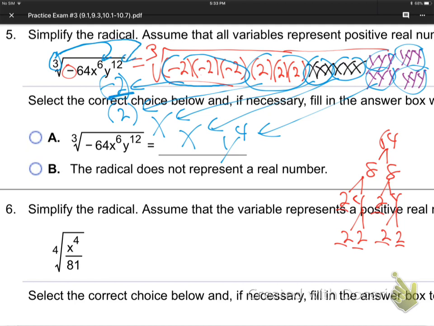So what do we get? Negative 2 times positive 2, which is negative 4. And what else? X squared, right? 2 x's. Y to the 4th. There's nothing left inside the root. Everything left, so the root completely vanishes.